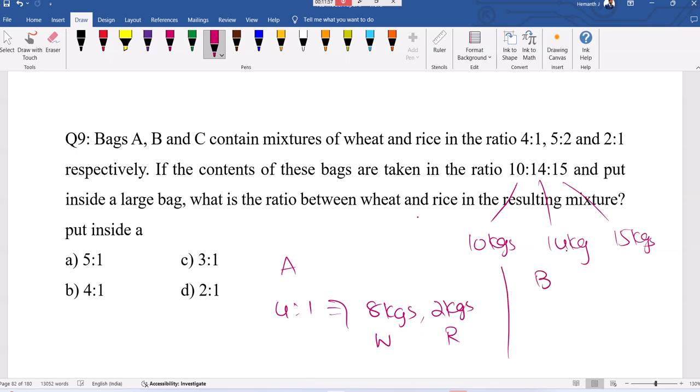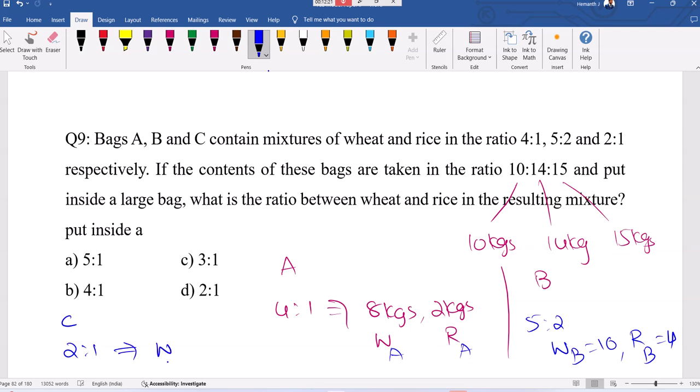Similarly in B, 5 plus 2 is 7, we want 14, so 5 is to 2 means wheat in B is 10 kgs, rice in B is 4 kgs. C is 2 is to 1, but we want total 15 kgs, right? So 3 mapping to 15 means we multiply by 5. Wheat in C is 10 kgs, rice in C is nothing but 5 kgs.